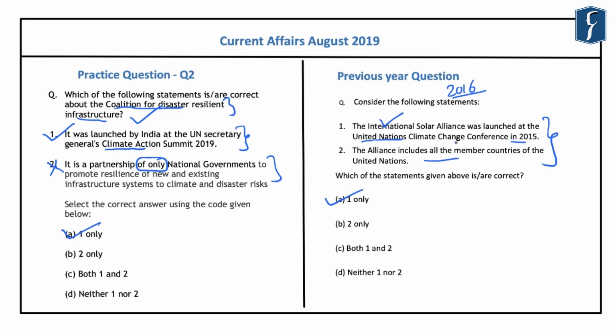And as we have seen, a question was asked related to the International Solar Alliance, which was started under the leadership of India. And accordingly, this Coalition for Disaster Resilient Infrastructure, which has been started under the leadership of India, also becomes important for us from the preliminary examination point of view. After this, let's take up the next question now.